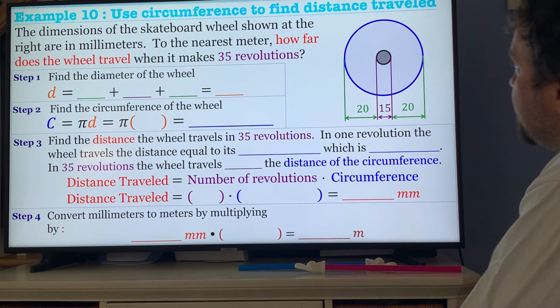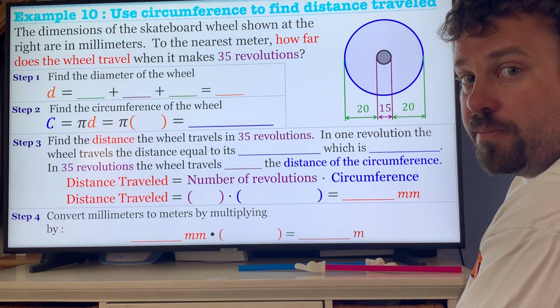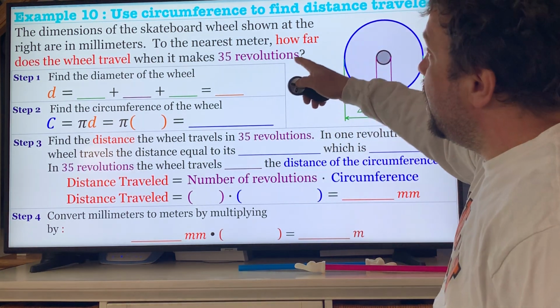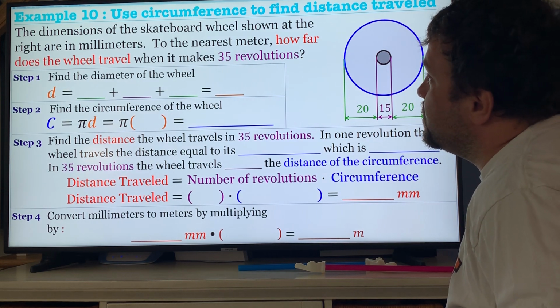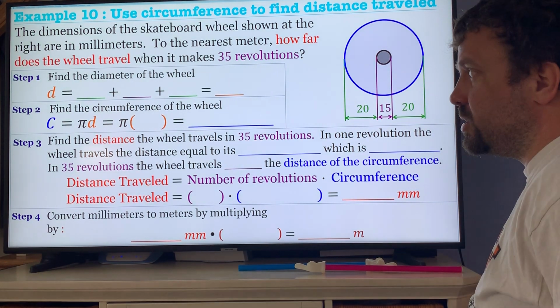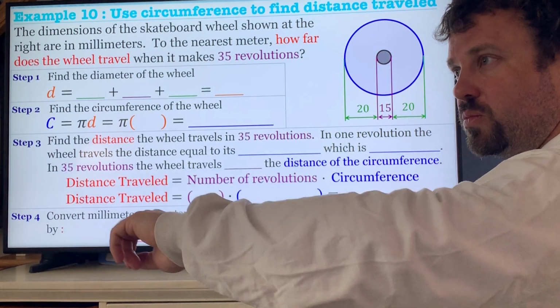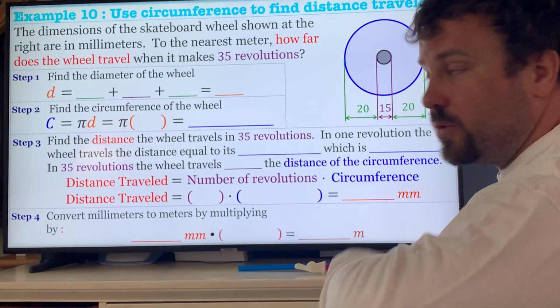So I'm going to start with the word problem, then get a little bit easier from there. Basic concept here: dimensions of the skateboard wheel shown. Anyone skateboard? I do. Maybe I'll skateboard for you next video. The dimensions shown to the right are in millimeters. To the nearest meter, how far does the wheel travel to make 35 revolutions? Every time the wheel turns once, that's one circumference of the wheel. So if it goes 35 times, it's going 35 circumferences of the wheel.